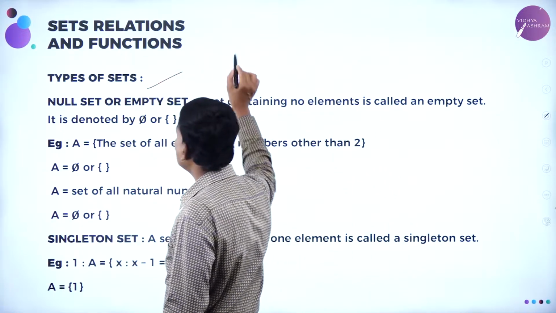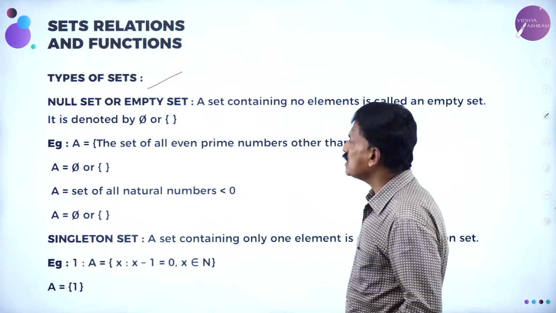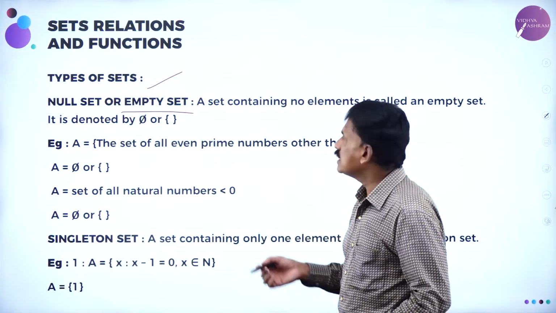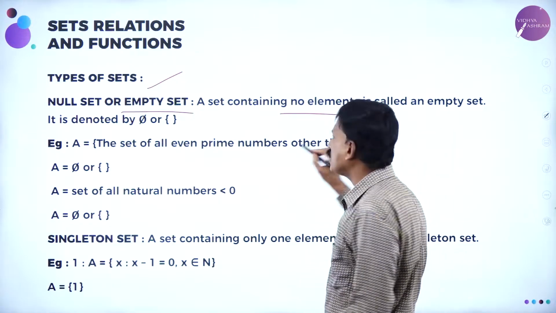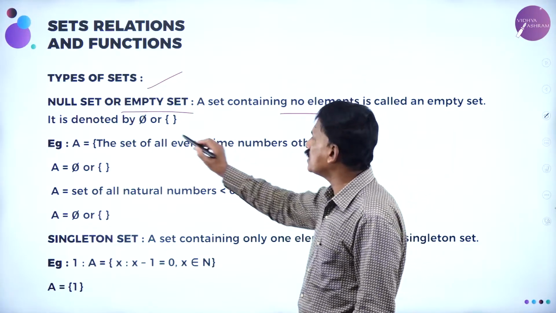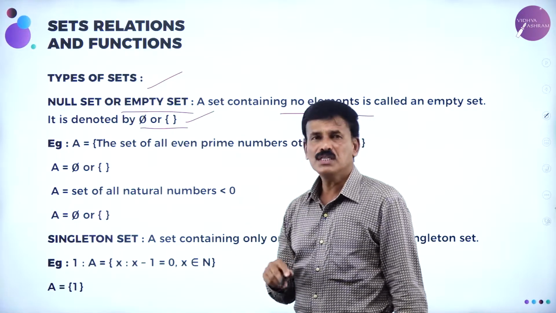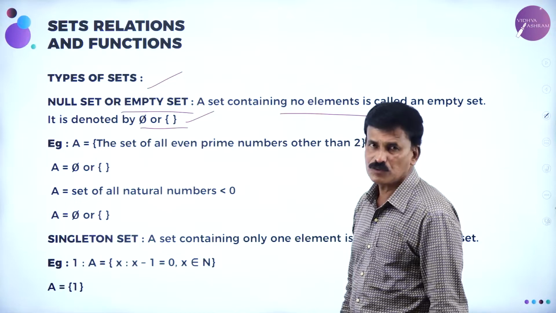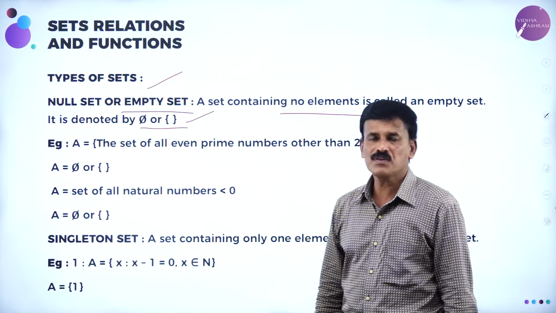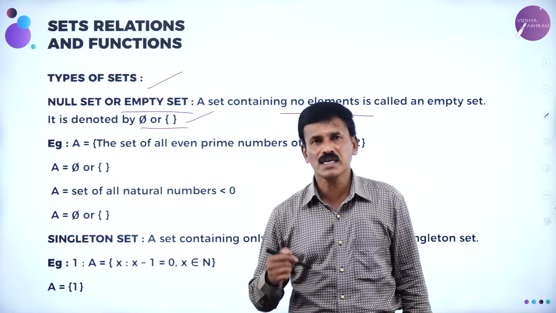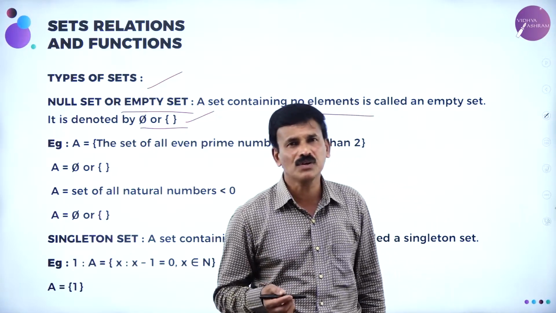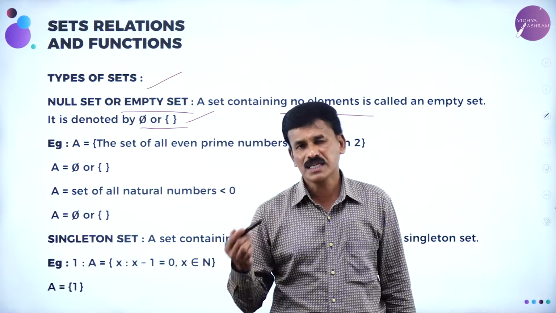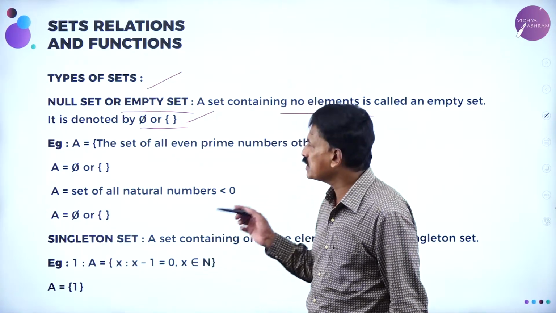This is very important: the types of sets. The first one is the null set, also called an empty set. Empty means nothing. A set containing no element is called an empty set or null set, and it is denoted by phi or like this. So a set which does not contain any element is nothing but a null set. For example, the set of all triangles in a plane whose angle sum is more than 180 degrees is a null set, because the sum of the 3 angles is 180. Greater than 180 is not possible, so it is also a null set.